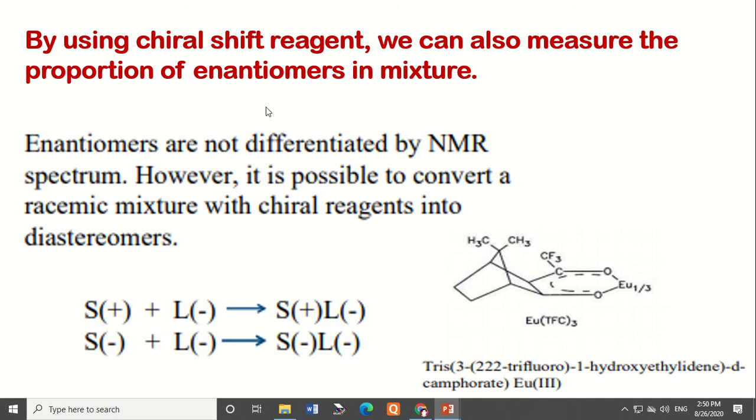Enantiomers are not differentiated by simple NMR spectra, but they can be differentiated by using a shift reagent. Generally, if the shift reagent has a minus form, then it can form a complex with the racemic mixture, that is, plus with minus gives plus minus and minus with minus gives minus minus. The plus minus and minus minus isomers are diastereomers of each other. The physical and chemical properties of diastereomers are different. Therefore, the proportion of diastereomers is determined according to their intensity ratio, and that gives the proportion of the enantiomers.